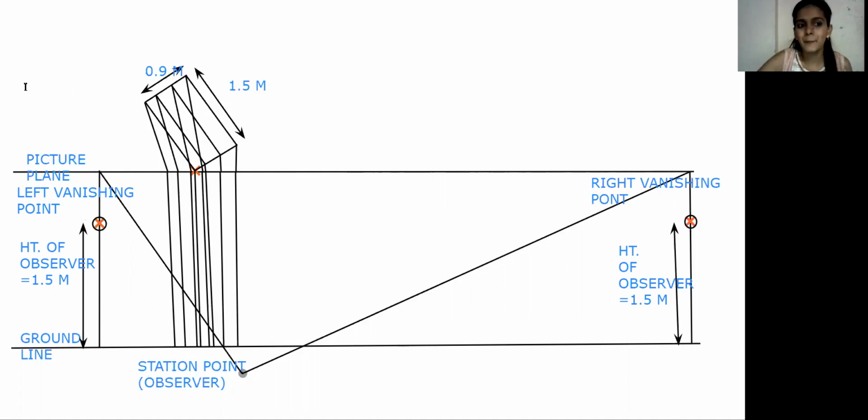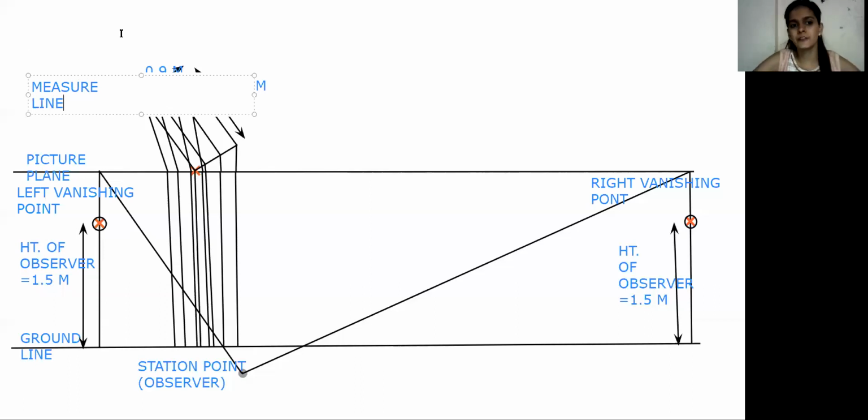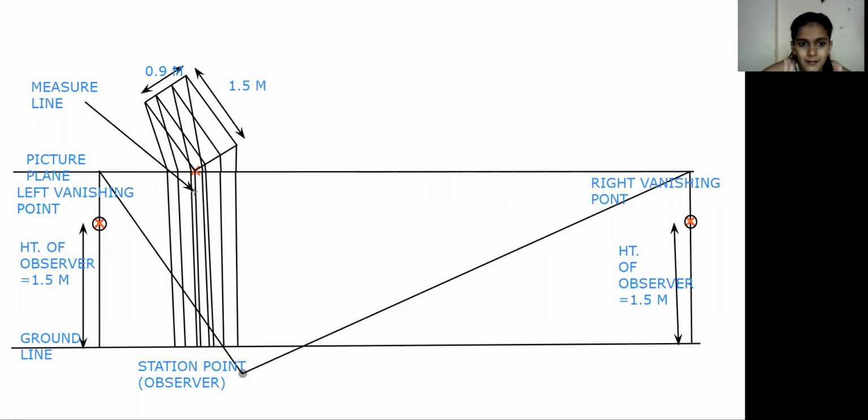And we are having a measure line, so consider that also. You need to show the details with the block letters in your drawing. Show the measure line, left vanishing point and the right vanishing point. Okay. So our pre-drawing is ready, and now we need to draw our main perspective.